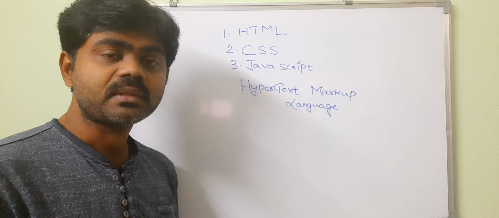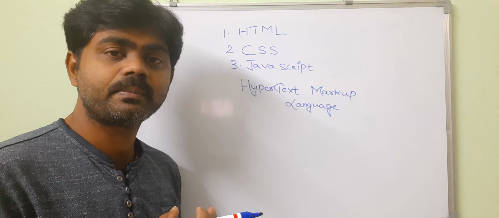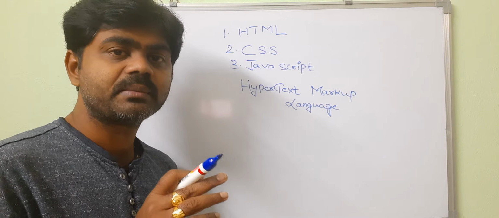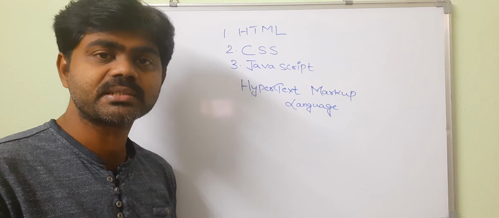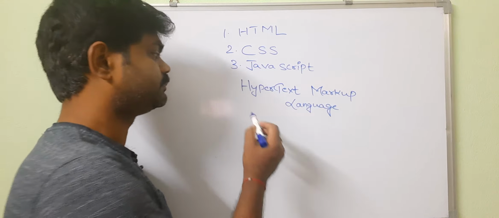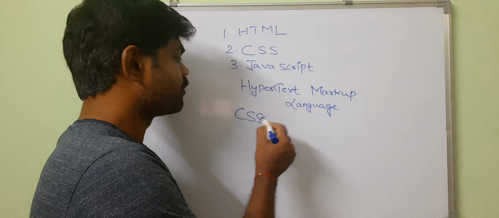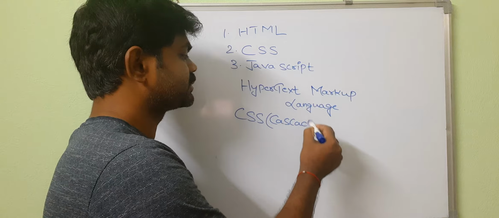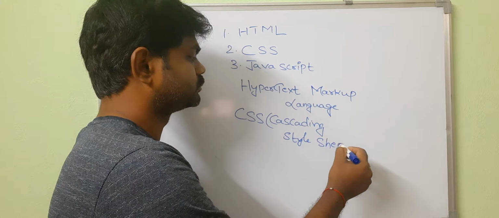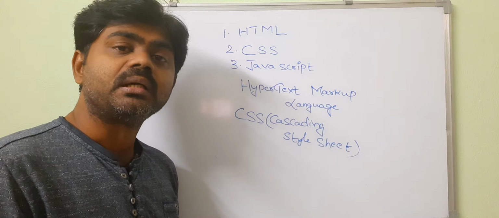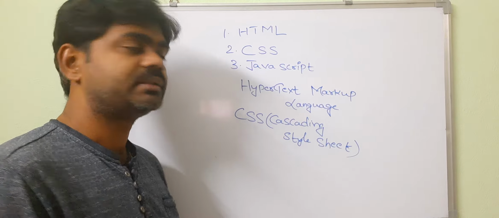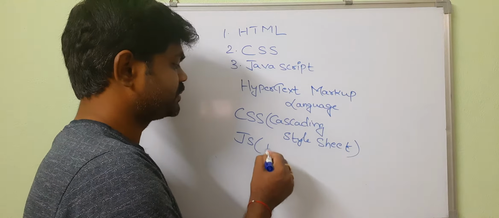And remember, to shine in a career like web development, you need all these three. You should have profound knowledge, or profound basics, about all these three technologies. So HTML is Hypertext Markup Language, and CSS is Cascading Style Sheet. What is CSS? What is Cascading Style Sheet? And the last one is JS, JavaScript.